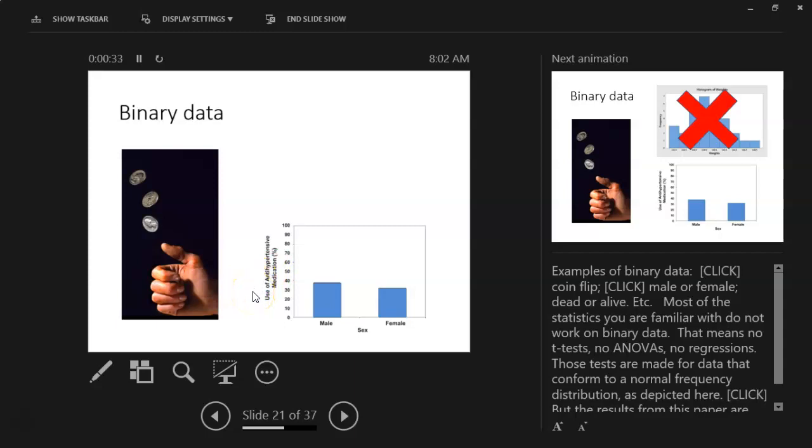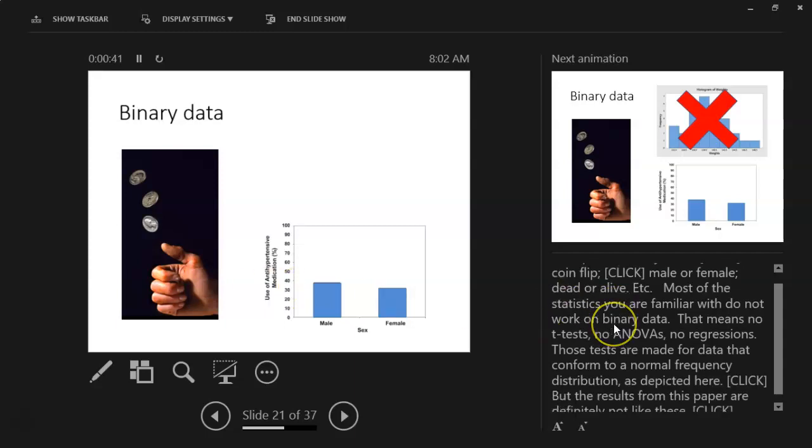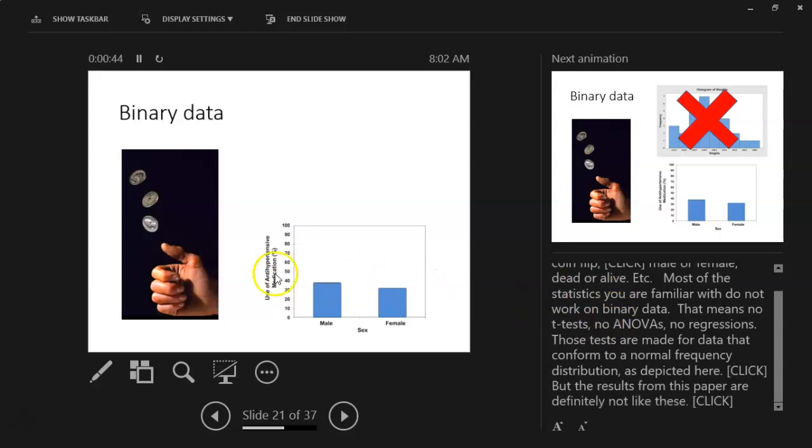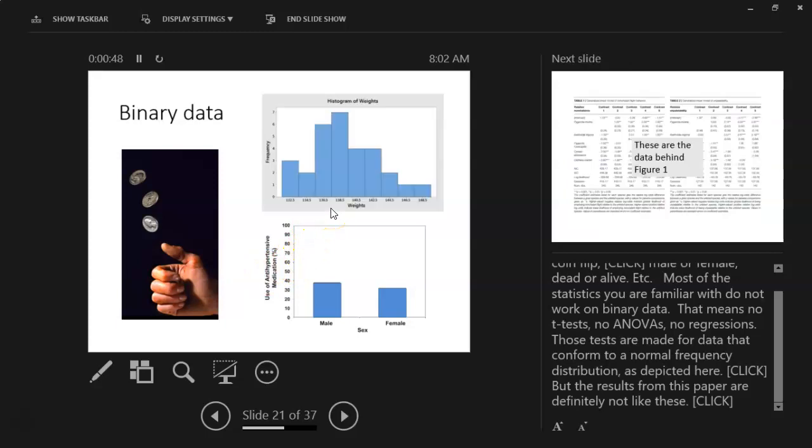Now, most of the statistics that you're familiar with do not work very well with binary data. That means no t-tests, no ANOVAs, and no regressions. Those tests are in general made for data that conform to a normal frequency distribution as depicted here. But the results from this paper are definitely not like this. There's only two categories of outcomes, so our researchers have to use a special family of statistics that can work well with binary data.